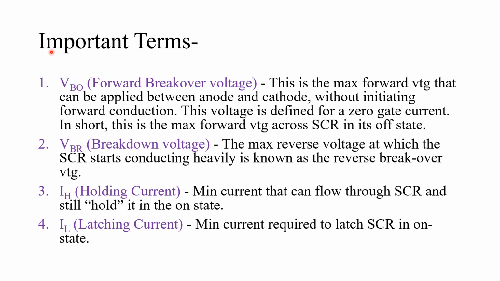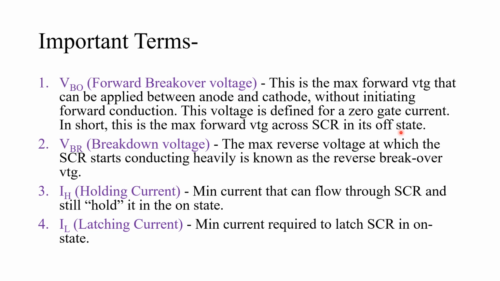So here are some important terms that you need to know while studying VI characteristics. The first one is VBO, that is forward breakover voltage. This is the maximum forward voltage that can be applied between anode and cathode without initiating forward conduction. This voltage is defined for a zero gate current. In short, this is the maximum forward voltage across SCR in its off state.